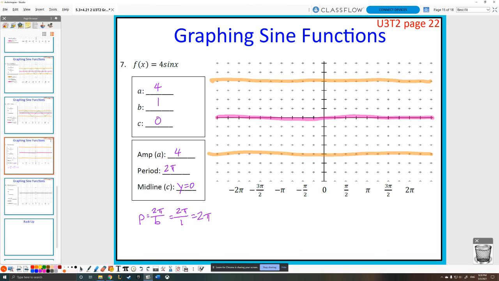At 0, we are going to be at my midline. My period is 2 pi. That's too far away. In between my 2 points is still the midline. I got my max and minimum like so. And I'm just going to draw all the points here and graph it out.